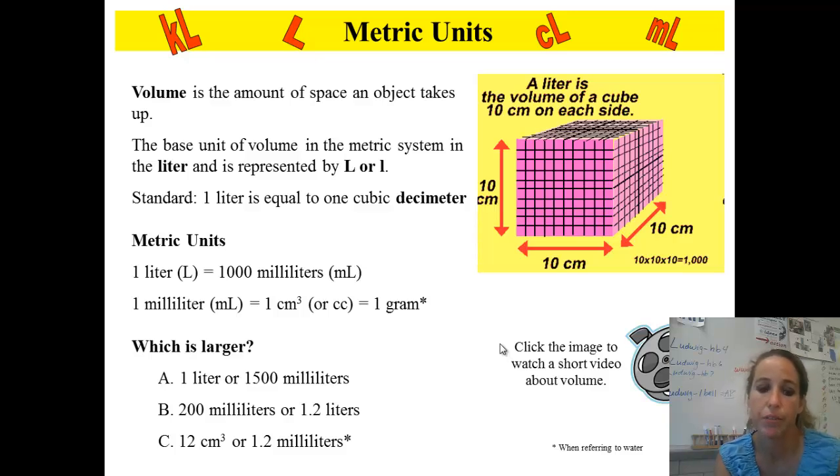Okay, so let's do the first one together, and then you can do the next 2 on your own. So 1 liter or 1,500 milliliters. Think about which metric conversion to use. Okay, hopefully you picked the top one here. 1 liter is equal to 1,000 milliliters. And so that would be 1,000 milliliters or 1,500 milliliters. And you know that 1,500 milliliters is larger, so circle that correctly. Do the next 2 on your own. Be really careful about number C. Pay close attention to your conversions.